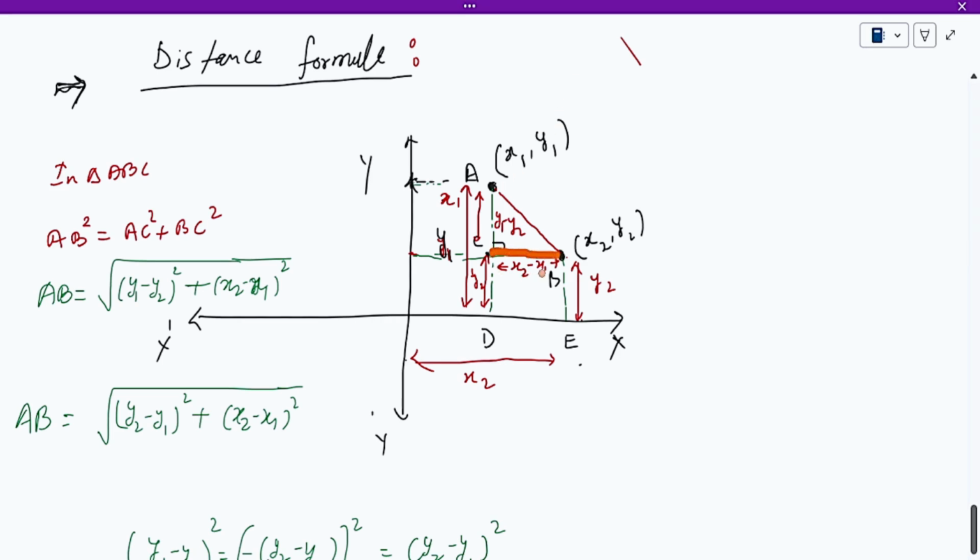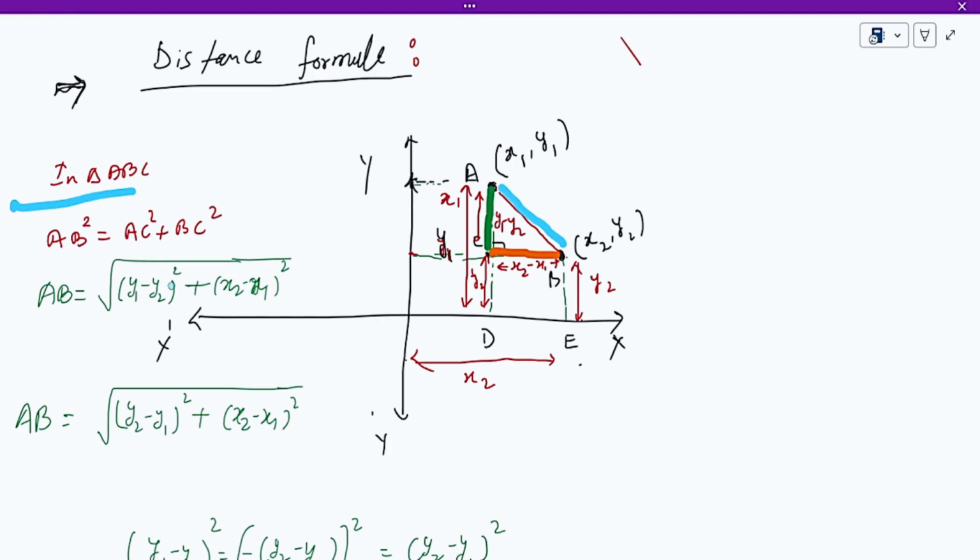So this one, BC, is nothing but x2 minus x1, right? And this one is AC, which is nothing but y2 minus y1, right? So we are looking for the AB length. So using Pythagoras theorem in this triangle ABC, AB square is equal to BC square plus AC square, and the square goes to root over here. AC is nothing but y1 minus y2, so y1 minus y2 whole square, and BC is nothing but x2 minus x1, so x2 minus x1 whole square.